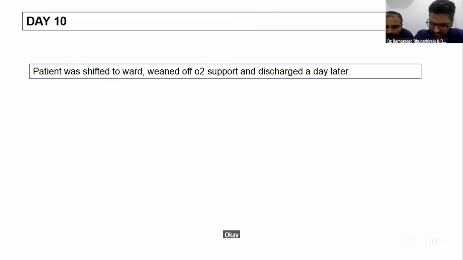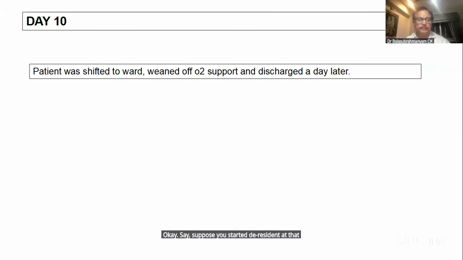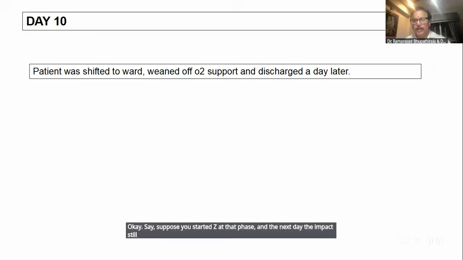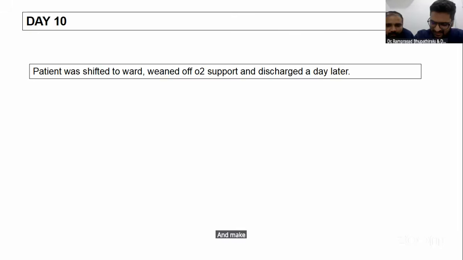Say you started de-resuscitating at that phase and the next day the hematocrit still goes up further, and Karthik comes back and says, "No, I want fluids." How do you substantiate your answer and make Karthik accept yours? We will see the percentage of the hematocrit rise, sir. Okay, and anything else?